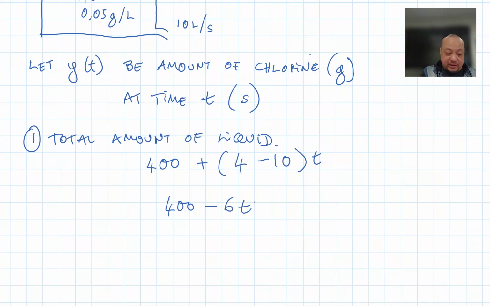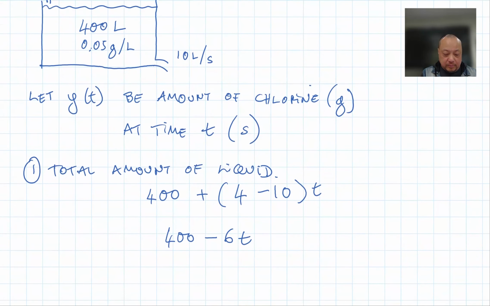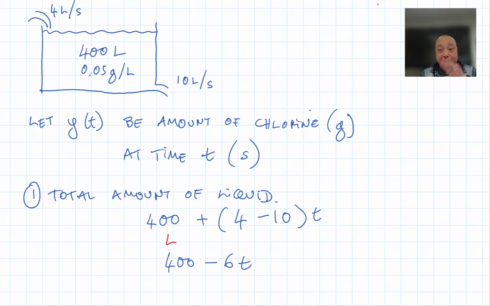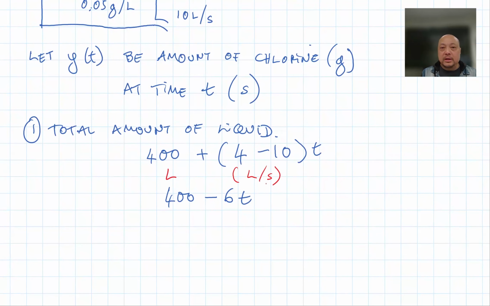Now let's check the units. The 400 is in liters. The 4 and the 10, the 4 coming in and the 10 coming out, are in liters per second. And the time t is in seconds. So what I have is liters plus liters per second times seconds, and the seconds cancel. Liters plus liters is liters. So that makes sense. The amount of liquid should be in liters. That works.